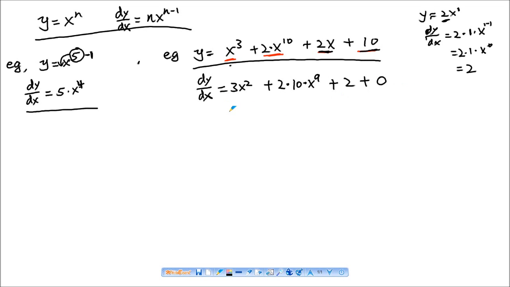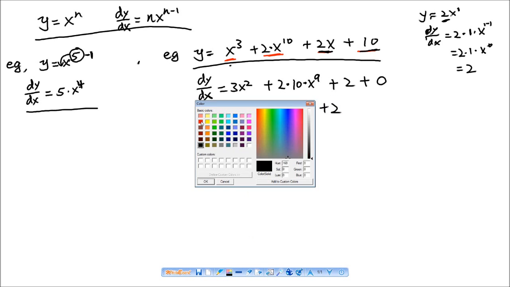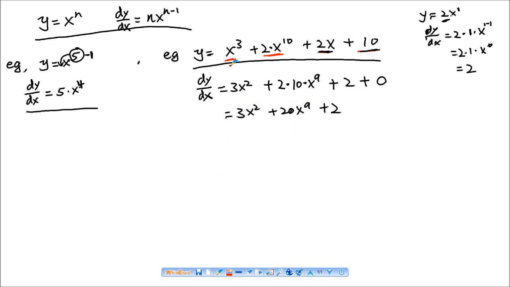Now, let me rewrite it. So I have 3x squared plus 20x power of 9 plus 2. The idea is just to differentiate them individually, and you add them up later. The tricky part is in here.